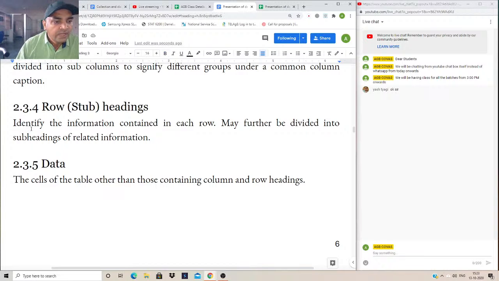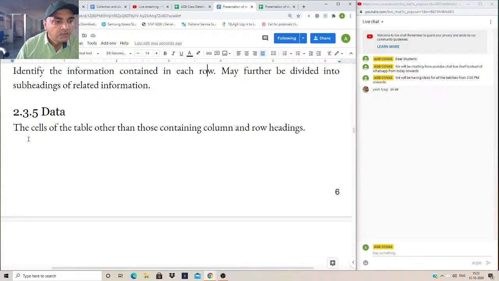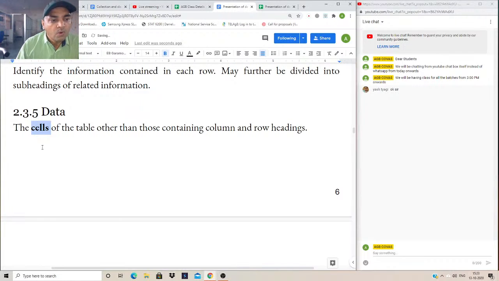Now comes your row or stub headings. What is the row? It identifies the information contained in each row and may further be divided into sub headings of the relevant sub row headings. So even the rows can be divided into sub rows based on the nature of the data. Now, data. It is the cells of the table other than those containing column and row headings. Any cell of the table which does not contain a column or row heading contains the data inside a table. So this is the fifth component of the table.